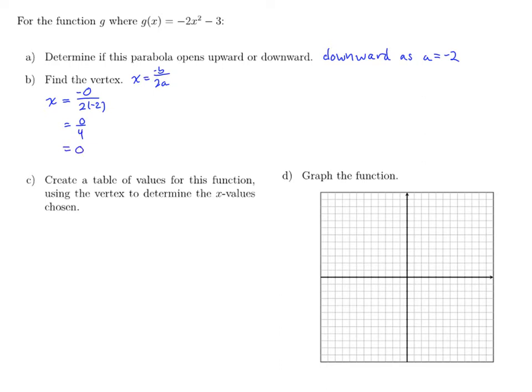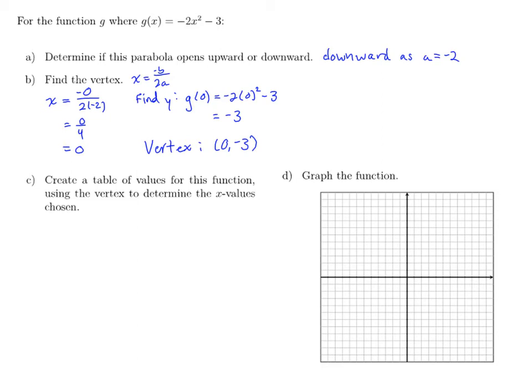To find the output for this vertex, or the y value, we'll evaluate the function g when x is 0. So to find y, or that output, we'll calculate g of 0, and we do that by replacing x with 0 in that expression negative 2x squared minus 3. So g of 0 will then equal negative 2 times 0 squared minus 3. And that just simplifies to negative 3. So we know now that our vertex is the point 0, negative 3.